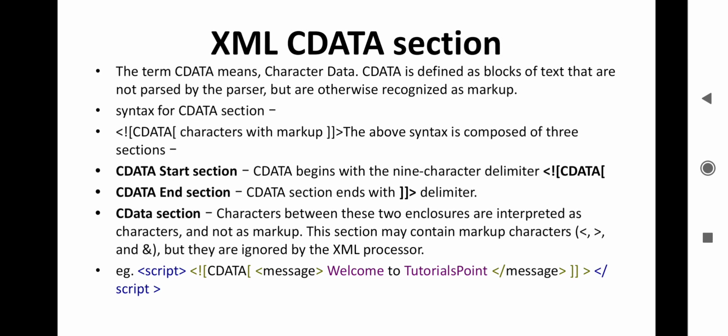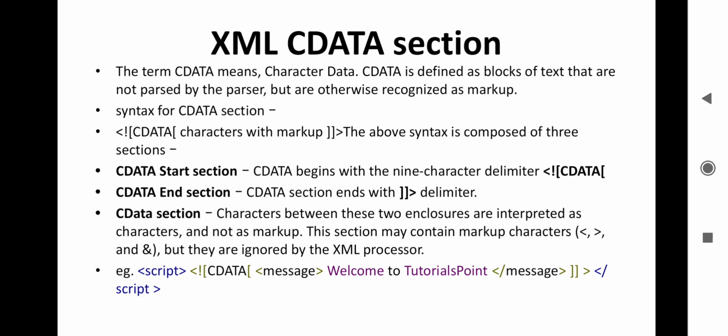Then the XML CDATA section. CDATA means character data section. CDATA is defined as a block of text that is not parsed by the parser but would otherwise be recognized as markup. So how to write it? In a bracket, exclamation mark, CDATA, and then you can write characters with markup. You can write the data here.